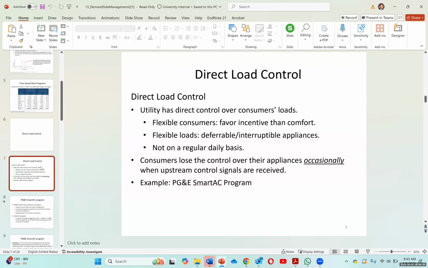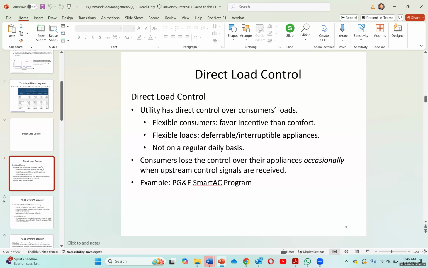That's when we have the direct load control, or what we call a DLC. The utility has direct control over consumers' loads. We have flexible consumers, which favor incentives over comfort. We have the flexible loads, which are deferrable, interruptible appliances, as mentioned in the previous class, like the refrigerators and AC units. Those are not on a regular daily basis. And consumers usually lose control over their appliances occasionally when upstream control signals are received.